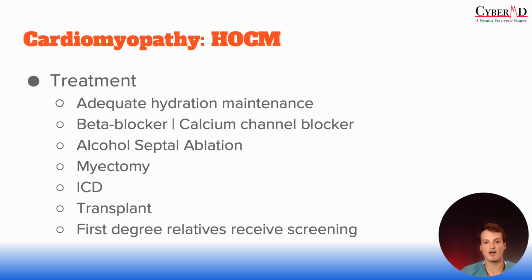And additionally, you can give them beta blockers or calcium channel blockers. Beta blockers are essentially a mainstay of treatment for these patients to reduce that cardiac remodeling over time. However, if there is very severe obstruction and this has progressed a long time before it's found, they may need something called a myectomy, where they actually go in and remove some of that extra heart tissue. And then these patients, if they have severe heart failure from this, they may also get an ICD, they may get a transplant, and they may get screening for all their first degree relatives, because again, this is an autosomal dominant mutation.